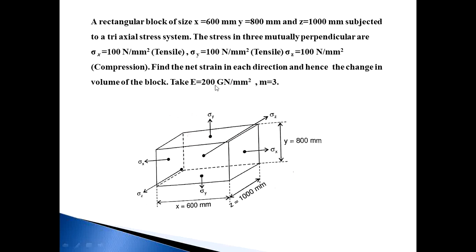Take E equal to 200 gigaNewton per mm square and m equal to 3, that is, 1 by m is Poisson's ratio. So this is the sketch: x equal to 600 mm, y equal to 800 mm and z equal to 1000 mm. So this is the x, y and z. Let us see the solution of this problem.